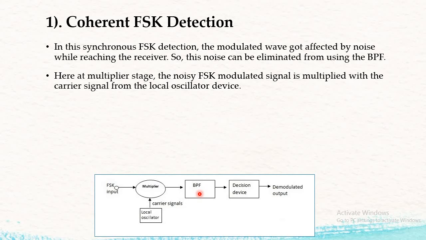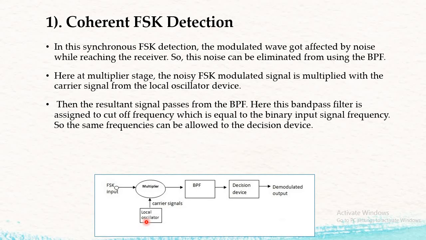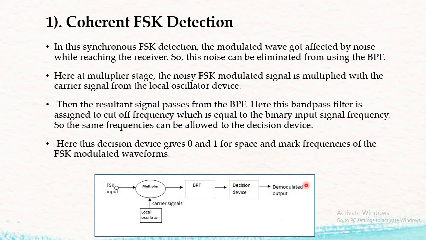So the band pass filter is used here to remove the noise. Here, at the multiplier stage, the noisy FSK modulated signal is multiplied with the carrier signal from the local oscillator. Then the resultant signal is passed through the band pass filter. Here the band pass filter is assigned a cutoff frequency which is equal to the binary input signal frequency. So the same frequency can be allowed to the decision device. Now the decision device will make a decision whether the received signal is 1 or 0 based on the frequencies, and in this way we are getting the demodulated signal.